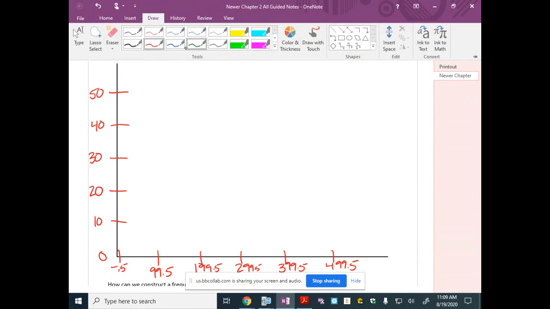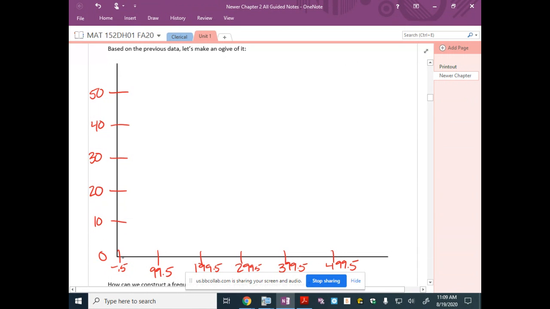So, how many were below negative 0.5? 0. How many were 99.5 or lower? What was the cumulative frequency? 8. Right about here. So then we'll start connecting. Oh, that's the only thing I don't like about this little pen pad. It's kind of hard. So what about the next one?